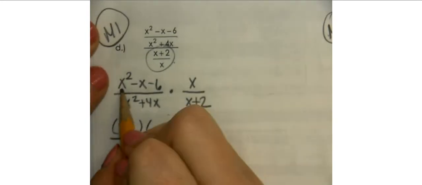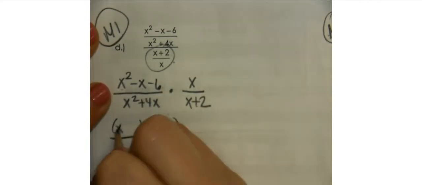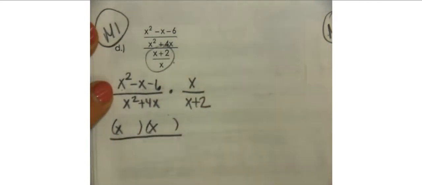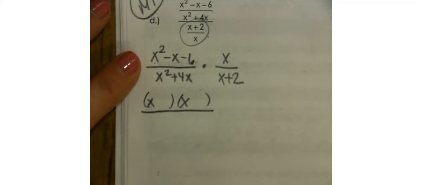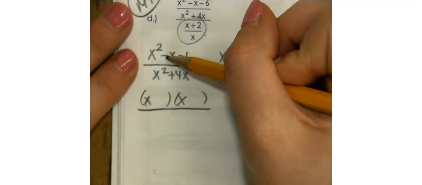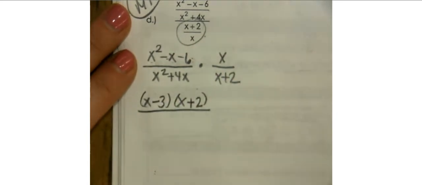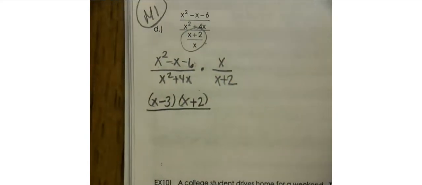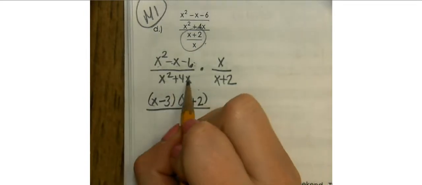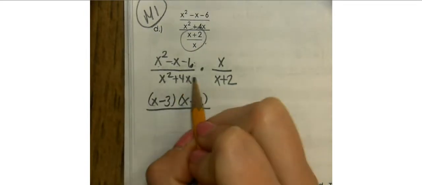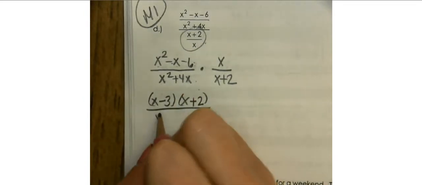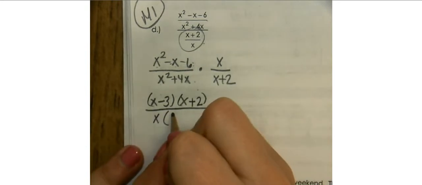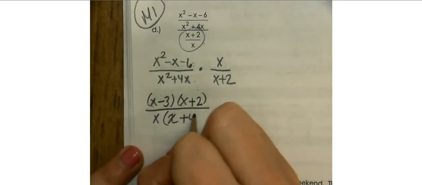So x squared minus x minus 6, I'm going to split apart the x squared into an x and an x, and ask myself what 2 numbers multiply to equal negative 6, but together add to equal negative 1. And that's going to be negative 3 and a positive 2. Then I'm going to ask myself what x squared and 4x have in common. And they both have in common an x, leaving x plus 4 inside of the parentheses.